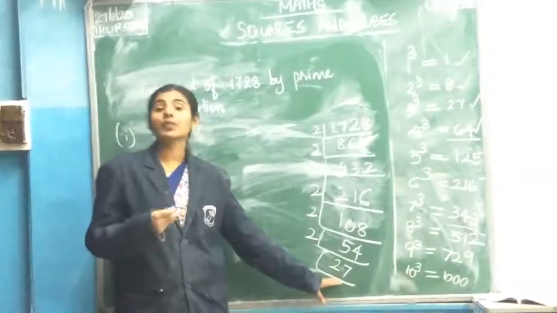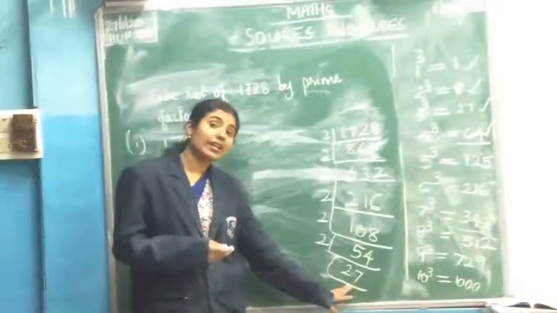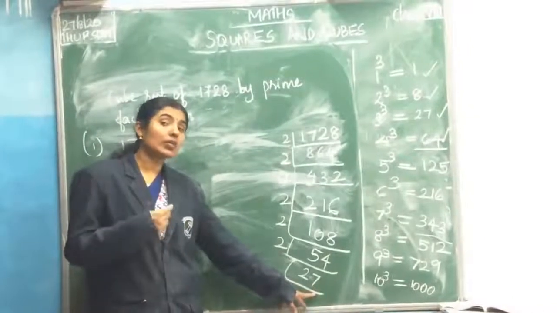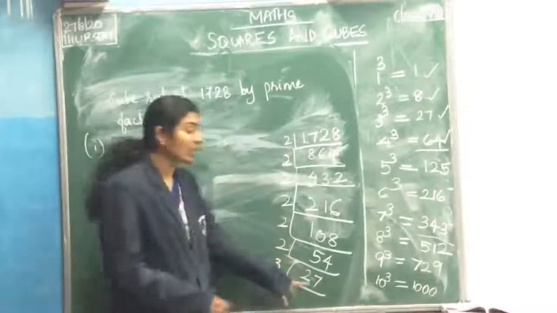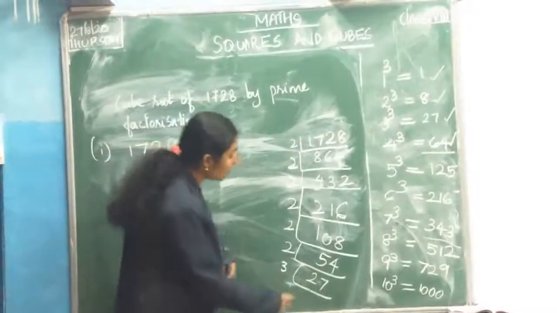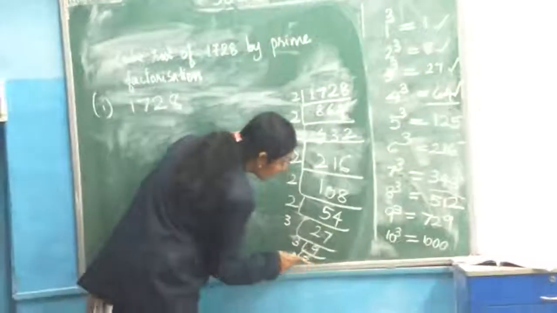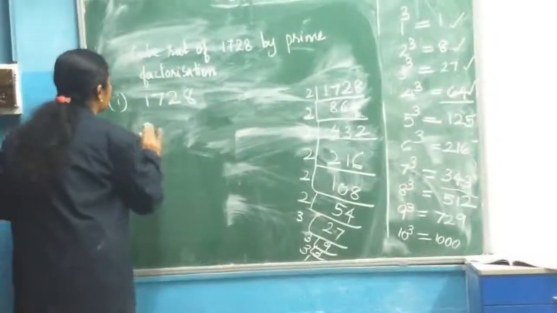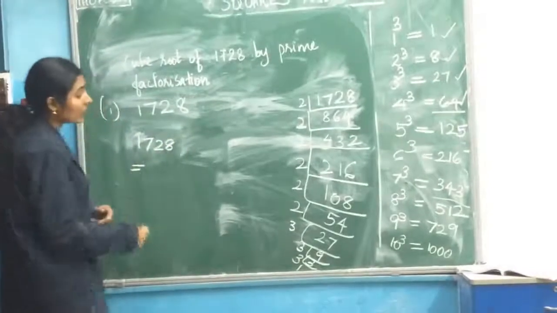So for the next prime number, odd numbers can be divided only by odd numbers. Here you are getting 27. Which is the next prime number? That is 3. You know that 27 is a multiple of 3. So 27 divided by 3 you get 9, then 3 threes are 9, and 3 ones are 3. So what is the final answer? 1728 you can write it as the product of these prime factors.